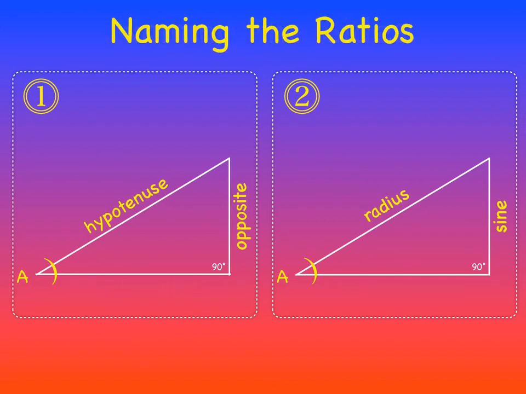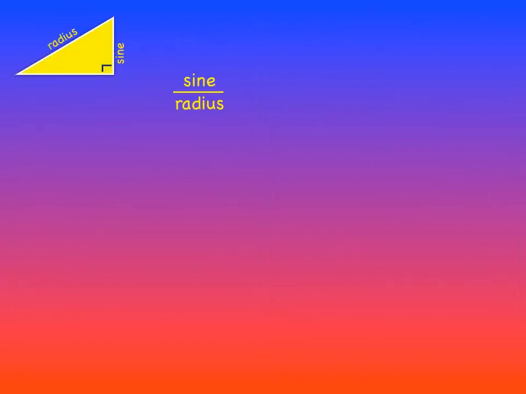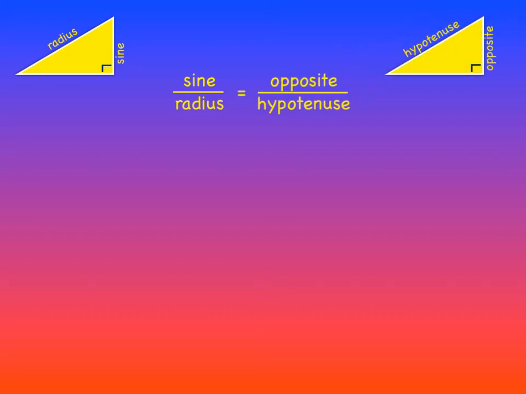Now, let's name the ratios. We'll just use two of the sides. On the left, we see we can compare the opposite side to the hypotenuse and make a ratio or a comparison that way. But over in number 2 on the right, the same thing we would call comparing the sine to the radius. So sine over radius equals opposite over hypotenuse. They're the same thing with different names.